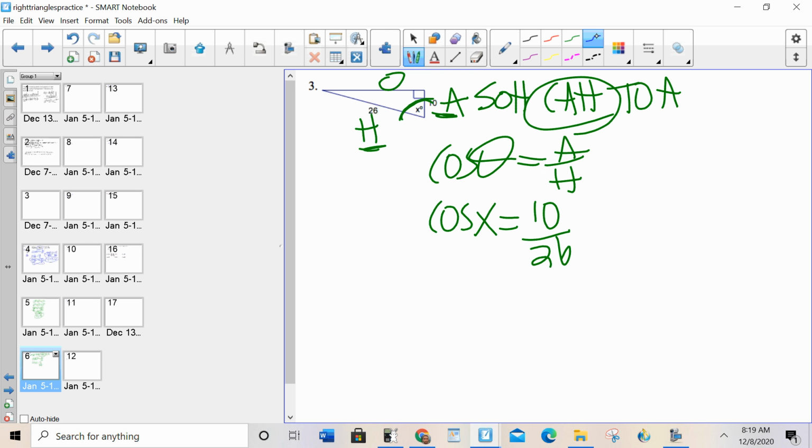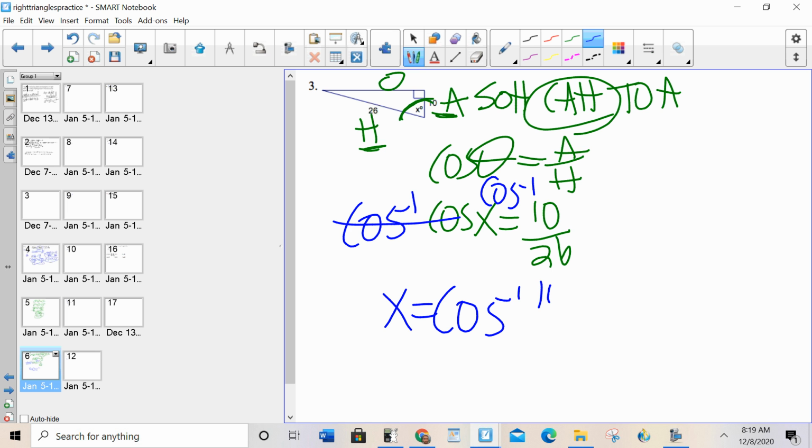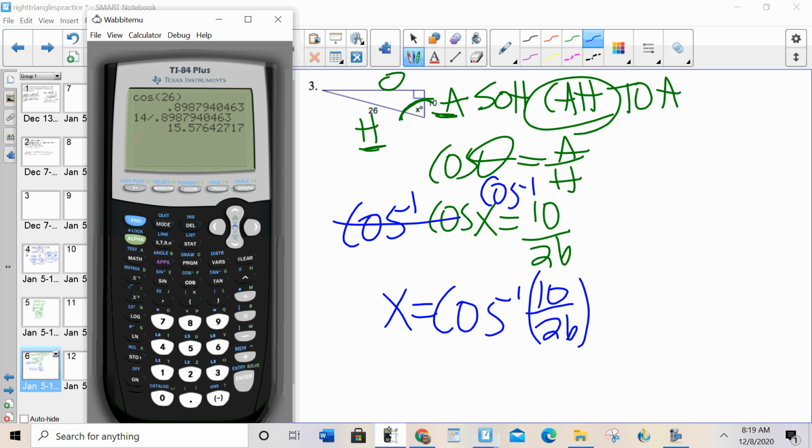Now, because x is with the cosine, to get rid of cosine, I do inverse cosine of both sides. That gets cosine to cancel. I have inverse cosine of 10 over 26. I go to my calculator to type in inverse cosine. I hit second cosine. Alpha y equals enter to type my fraction in. 10 over 26. And again, I believe I said to the nearest tenth, which would be 67.4.